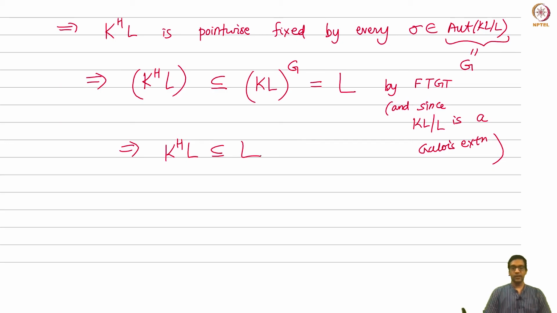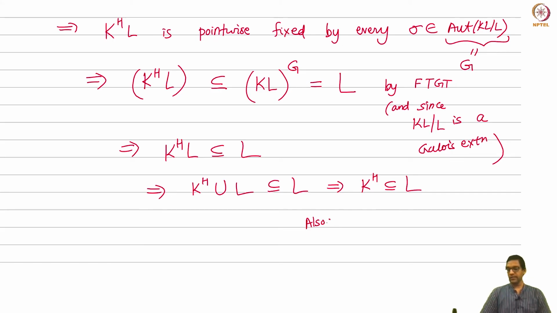That's a strange thing because L is already there. What it says is if you take the composite of L with this other field, you don't get anything more than L, you just get L itself. That means KH union L is contained in L. This means that KH itself is contained in L. So KH is contained in L.